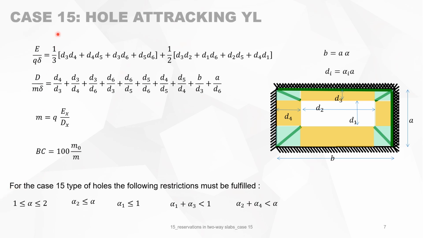So this type of case 15 types of holes, they have restrictions. Then we put down the restrictions. You know that alpha 1 is D1 divided by A, alpha 3 is D3 divided by A, and alpha is B over A.